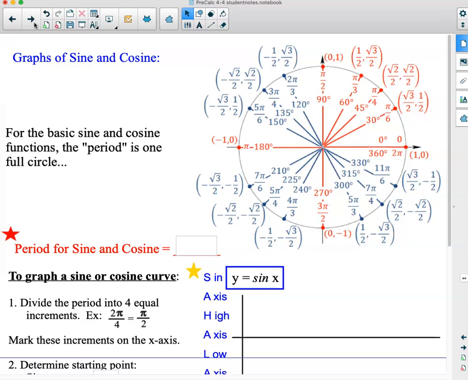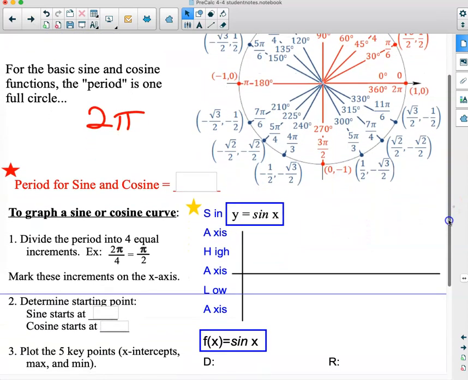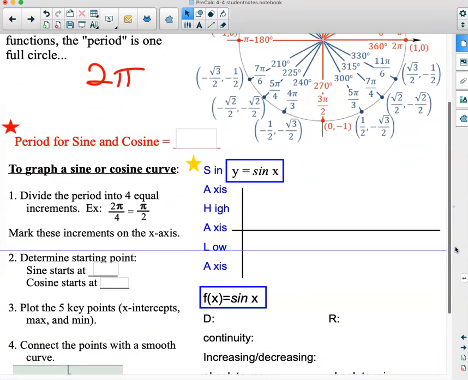For the basic sine and cosine functions, the period is one full circle, which is 2 pi. So this is before we do any a, b, h, and k, that we have one full turn around it, I guess I should say, in order to get all of the numbers that we want to get a really good graph of sine and cosine. So, I guess I could put it in this little slot right here. There's our 2 pi.